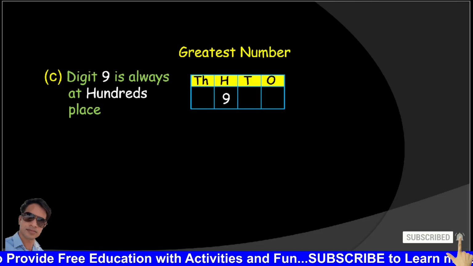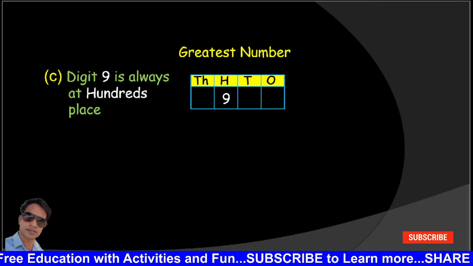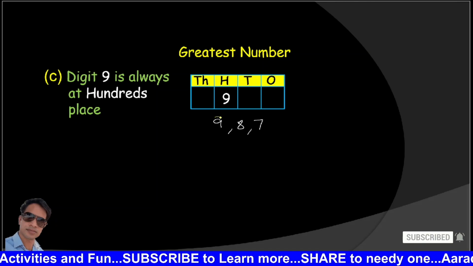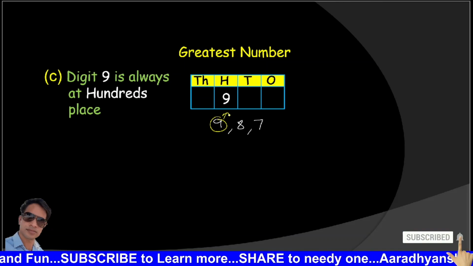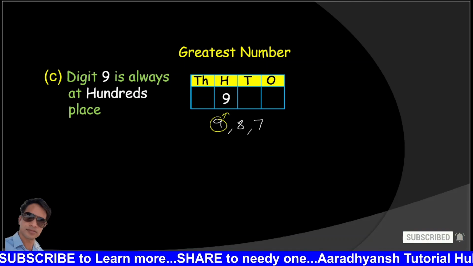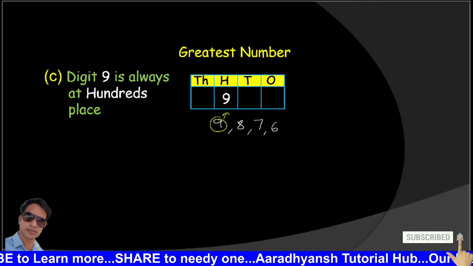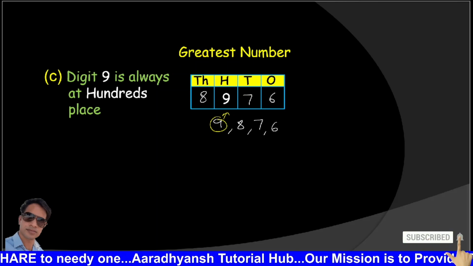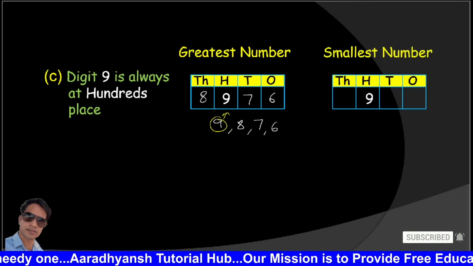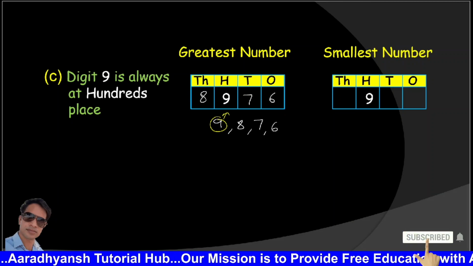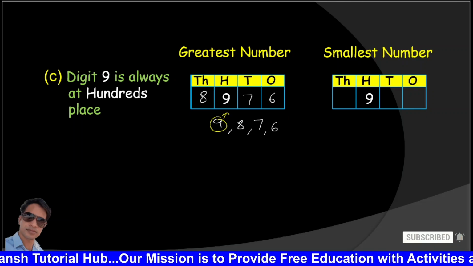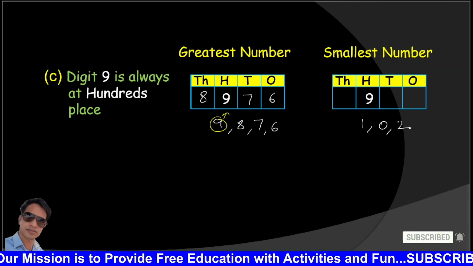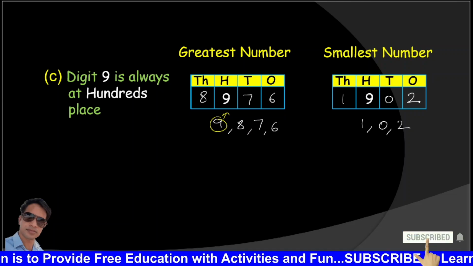Okay, the third question is: digit 9 is always at the hundreds place. To make the greatest number, we have to choose the greatest digits 9, 8 and 7, but 9 is already placed on the hundreds place, so go for the next greatest digit, that is 6: 8, 7 and 6. The greatest digit is 8 and then 7 and 6 at the last place. Make the smallest 4-digit number, where 9 is already placed on the hundreds place: 1, 0 and 2. Okay friends, so write them 1, 0 and 2 like this.